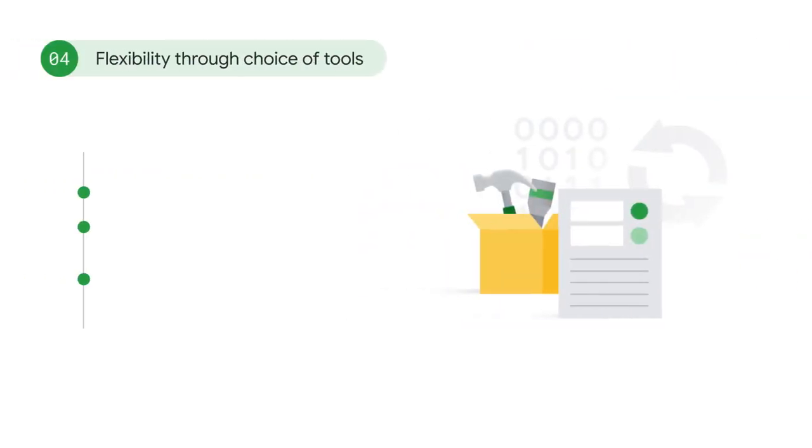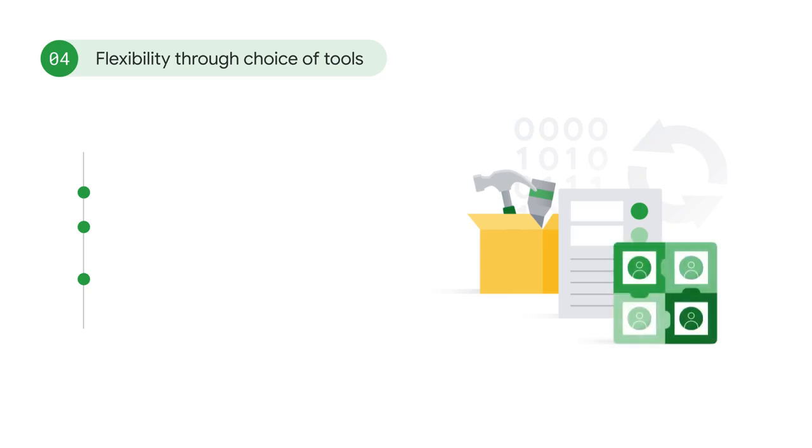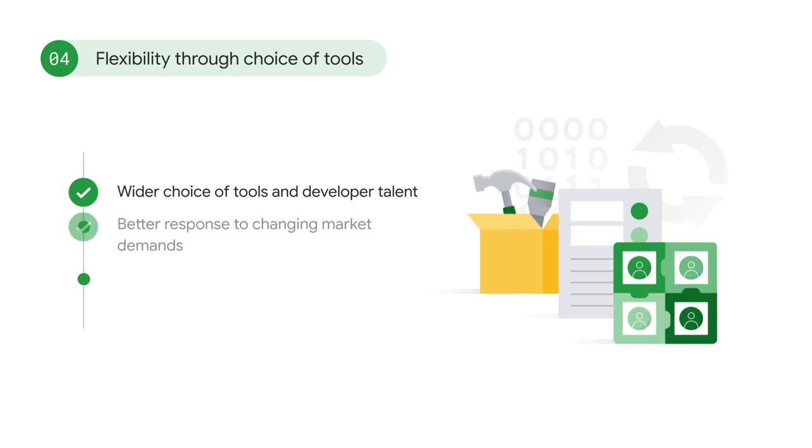Flexibility through choice of tools. Hybrid and multi-cloud strategies have advantages for organizations as a whole, but specifically benefit development teams that are working on different projects and tackling unique challenges across different lines of business. A wider choice of tools and developer talent can be applied to a particular business problem, which means responding better to changing market demands. It also avoids vendor lock-in concerns.